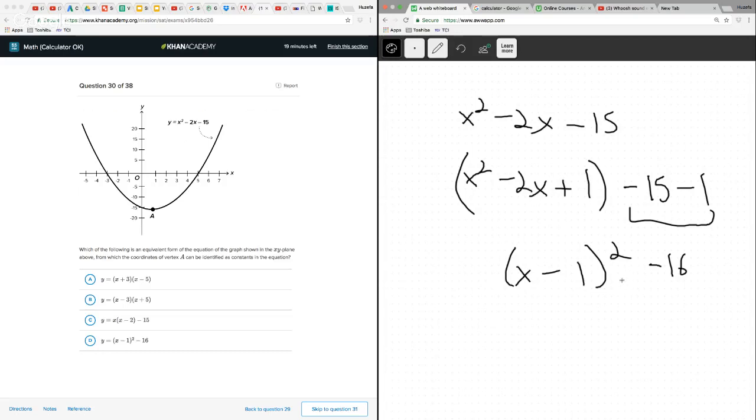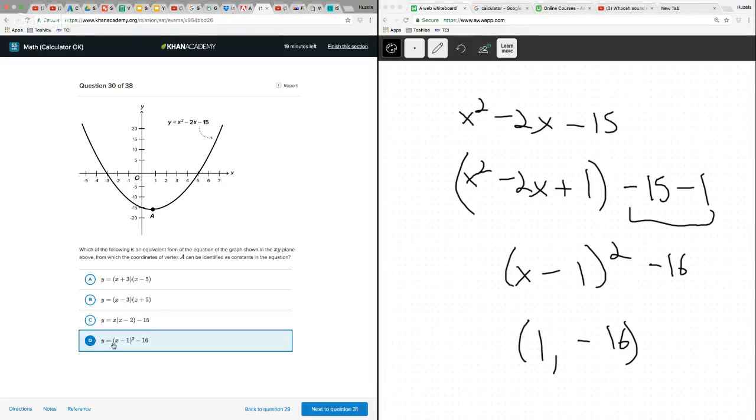This is vertex form. This means our vertex is at 1 because it's x minus h and negative 16. Well, guess what? That's where it is. 1, negative 16. I mean, they didn't draw it totally precisely, but it's right. And this is it right here, D. Nothing else even comes close.